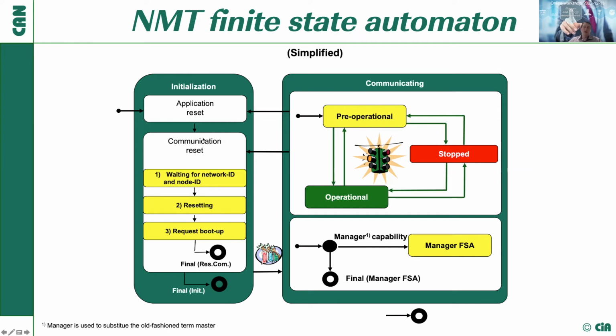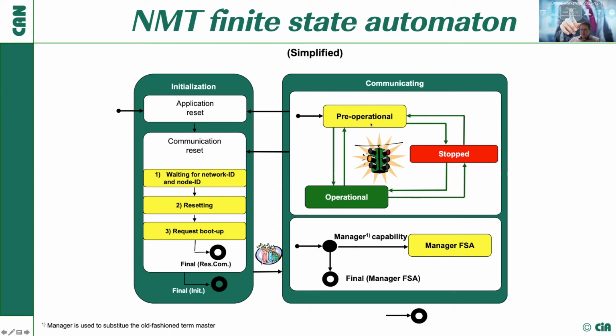So we know now it's not somewhere, but it's here in communication reset. They are waiting here for node ID and network ID settings. Then they can finalize the initialization of the communication objects and the node ID and the network ID, and then they can start up communicating and enter the pre-operational state.